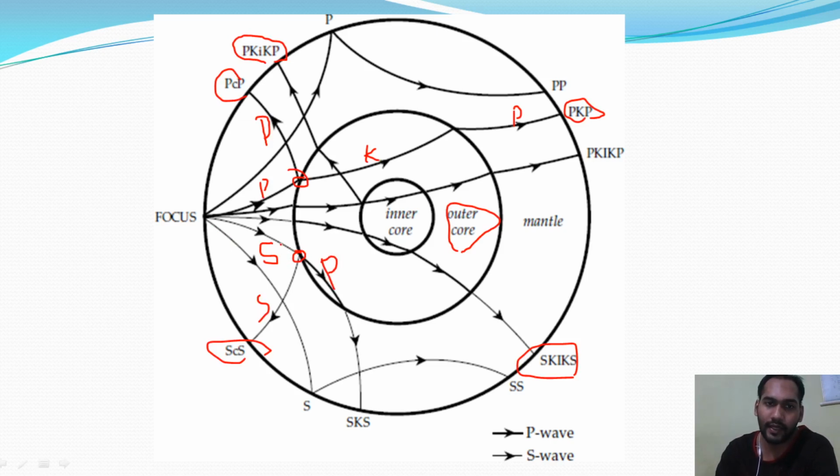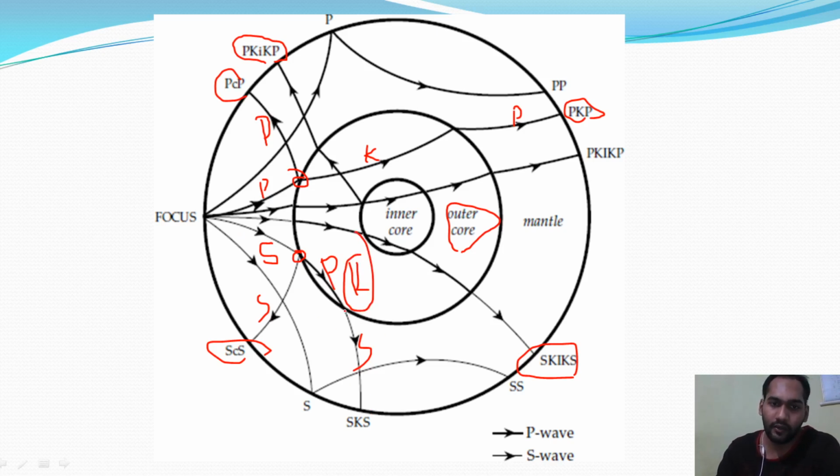It is traveling as S in the mantle, then it is converted to P in the outer core, then it is traveling as S in the mantle. So it is S, K, P in the outer core is named as K, so it is SKS.